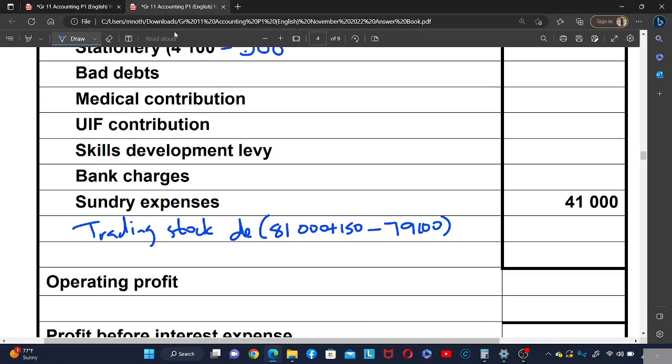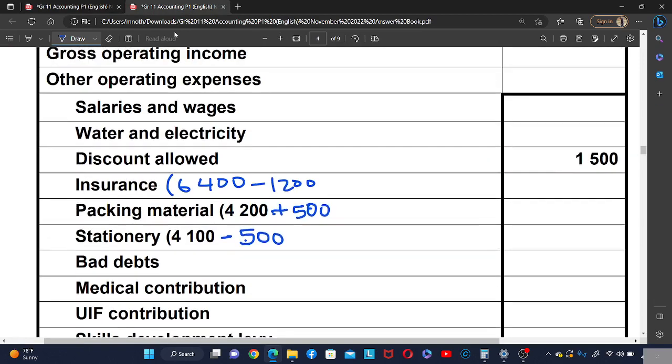Like currently, right now, the packing material is 4,700, but then the remaining one is 900.